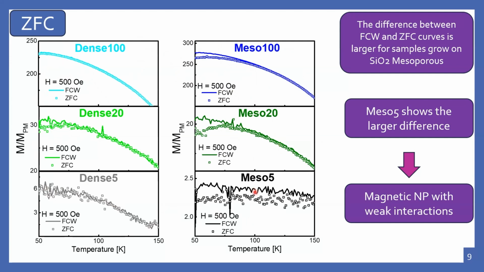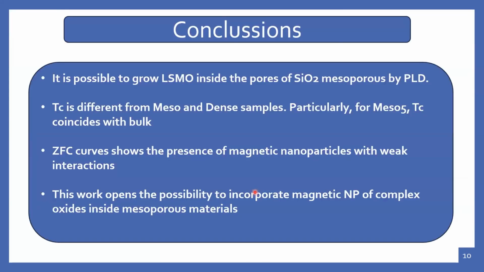In particular, meso 5 shows a larger difference. This is the sample where the contribution from the meso layer is more important. And the conclusion here is that we have magnetic nanoparticles, but with weak interaction. It's interesting that these weak interactions can be tuned in next works that we have to complete by changing the pore size.